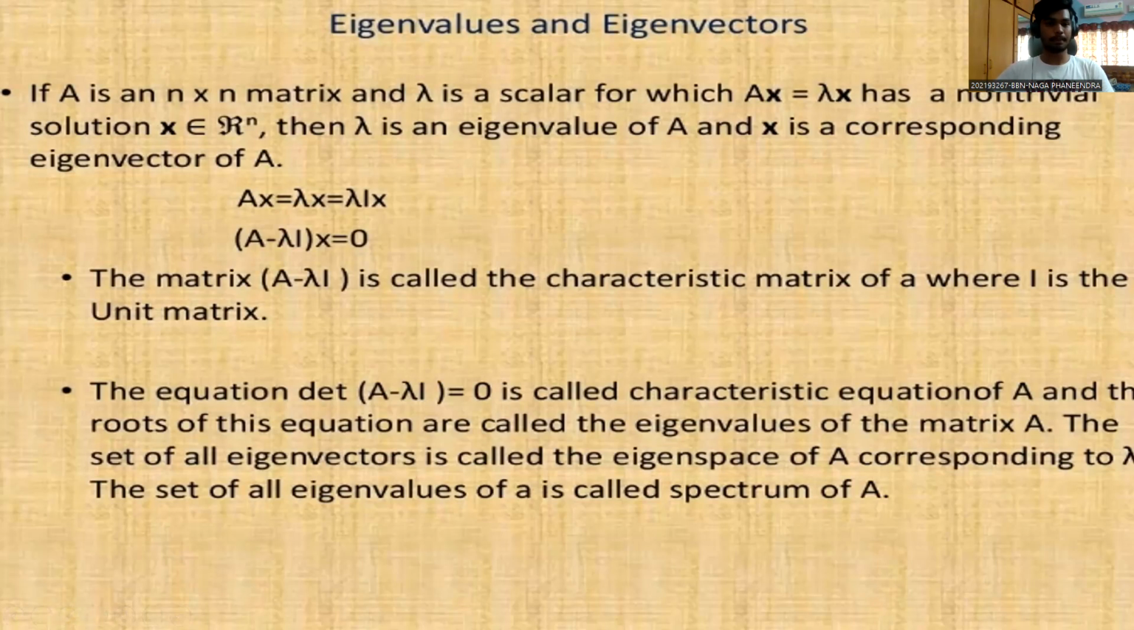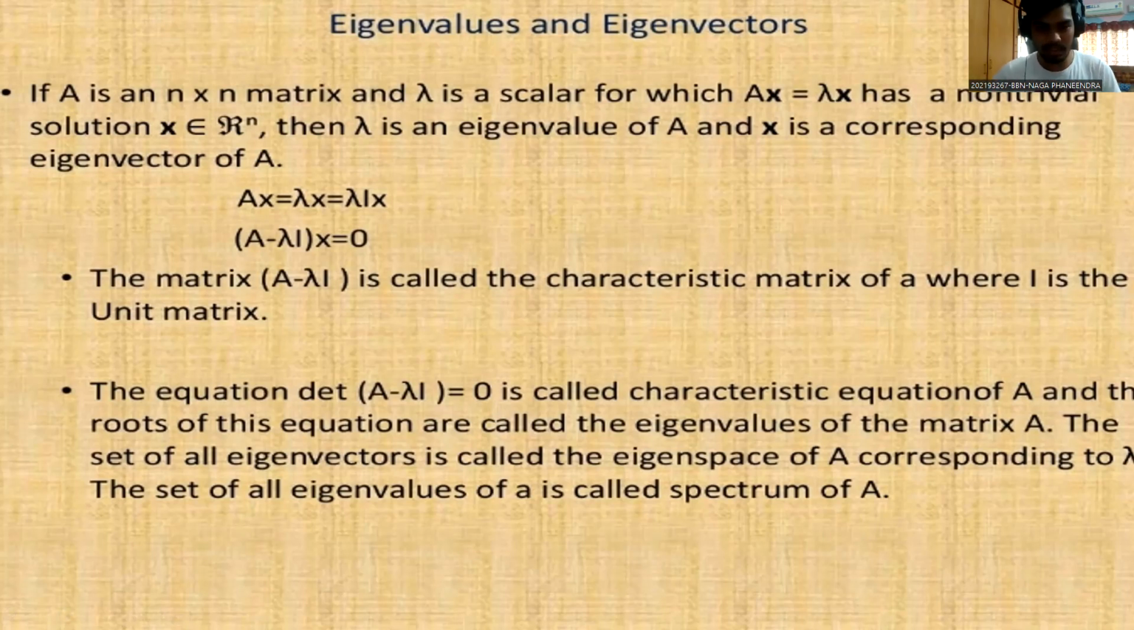We can also write it as Ax equals lambda x, or A minus lambda I into x equals 0. The matrix A minus lambda I is called the characteristic matrix of A, where I is a unit matrix. For the matrix A minus lambda I, the determinant gives us a characteristic equation. If we solve that characteristic equation, we will get the eigenvalues. If we put the eigenvalues in place of lambda separately, then we'll get the eigenvectors.